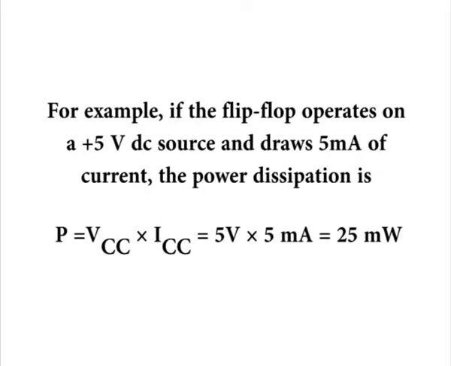Power dissipation. The power dissipation of any digital circuit is the total power consumption of the device. For example, if the flip flop operates on a plus 5 volt DC source and draws 5 milliamperes of current, the power dissipation is VCC times ICC and is equal to 5 volts times 5 milliamperes, which equals 25 milliwatts. The power dissipation is very important in most applications in which the capacity of the DC supply is a concern.